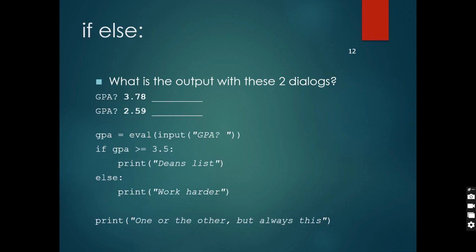So here, what is the output of these two dialogues here, 3.78 and 2.59? So 3.78, is it greater than 3.5? Yes. This condition is true. The Dean list is going to be executed here. So this will be the output, a Dean list. And what about the second one? Is 2.59 greater than 3.5? No. So work harder. So the first output will be a Dean list and the second will be work harder. Okay.